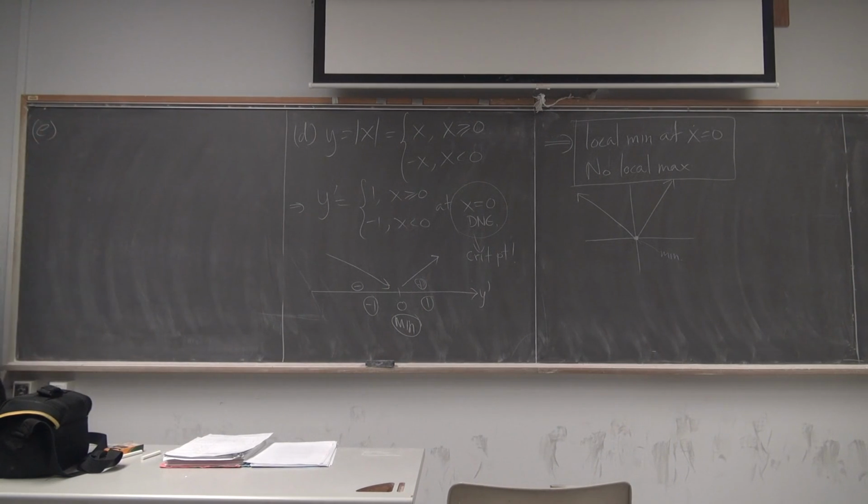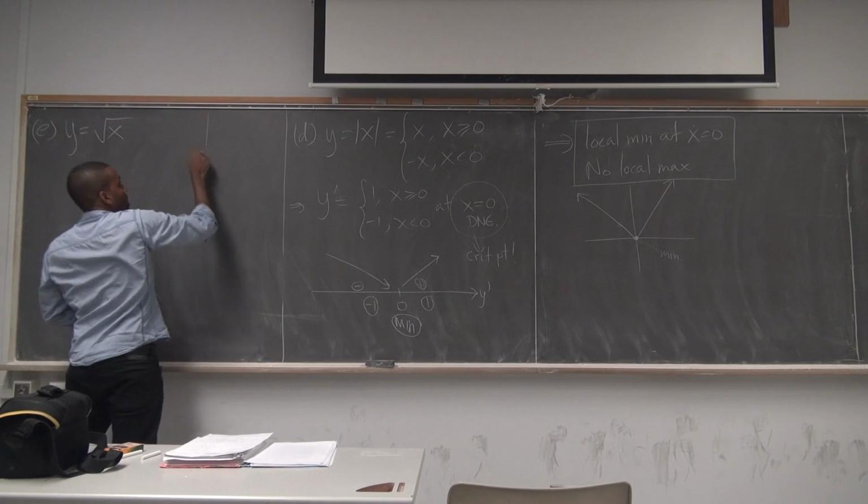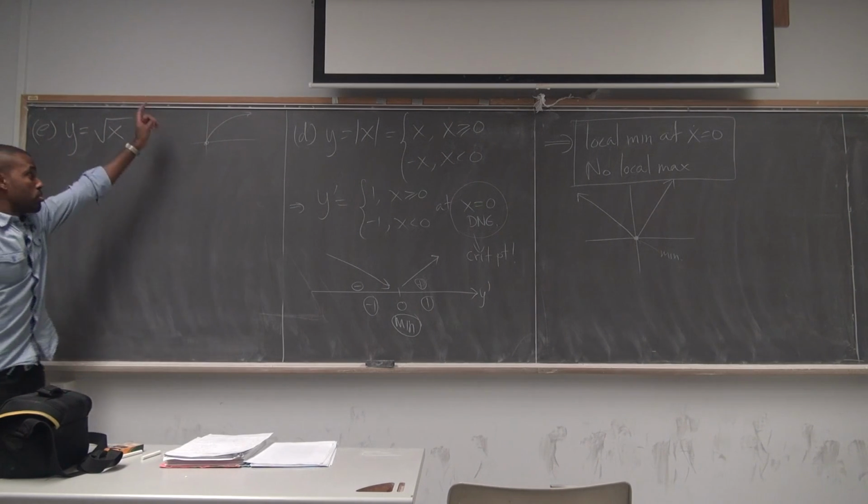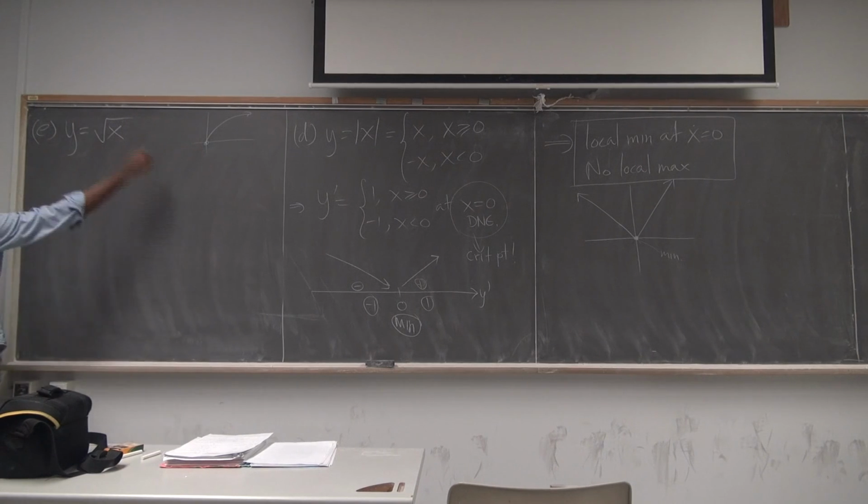E. What was E? Y equals square root of x. Square root of x, right? So again, we know what that function looks like. It looks like that. So I expect there to be one answer. There should be a minimum here. Well, let's see. So one, I'm going to find the derivative. Half x. Right, 1/2 radical x. It's 1/2 x to the minus 1/2.